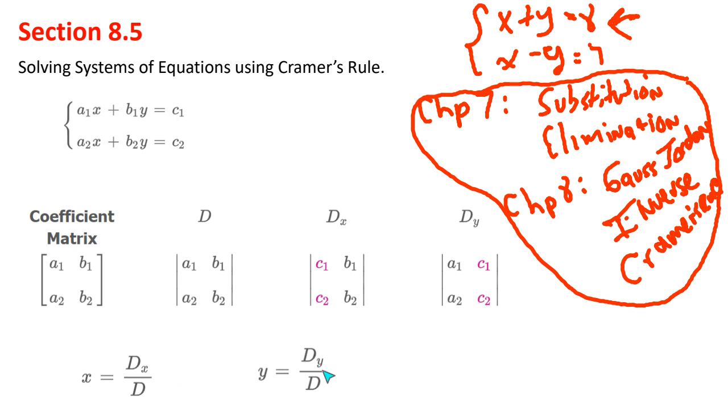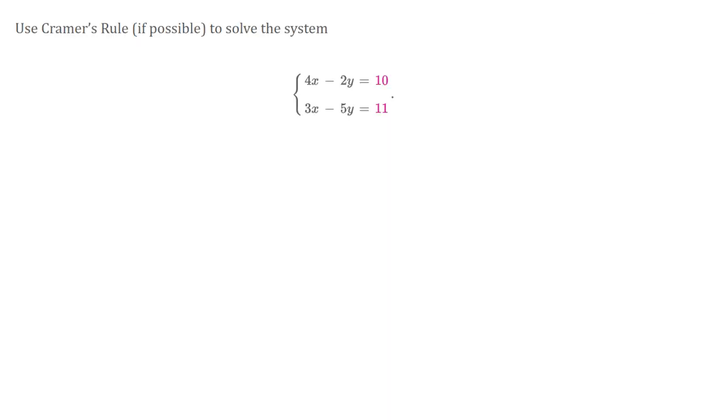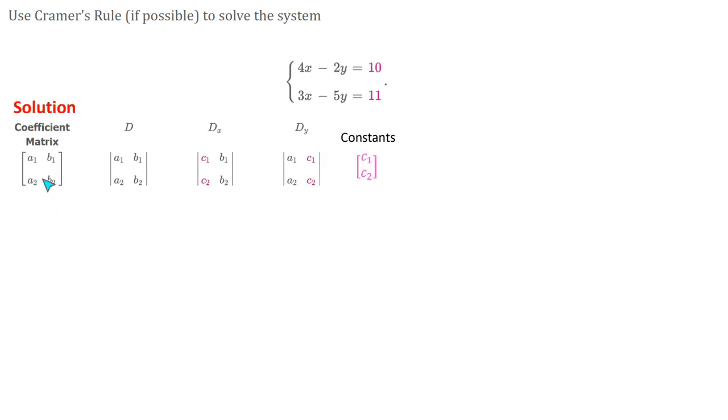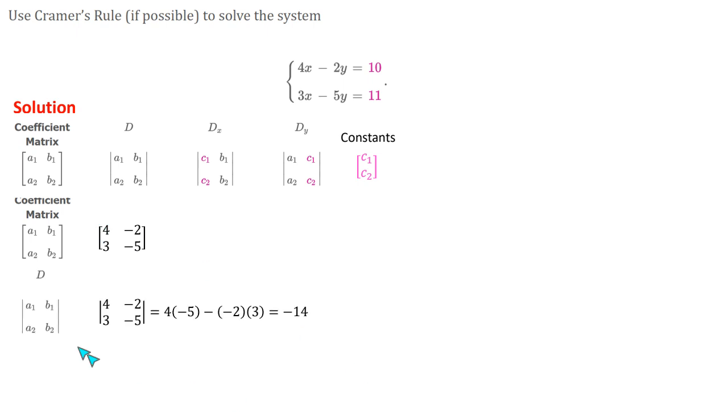So let me walk you through an example. Let's say we have this system. The first thing you want to do is figure out what these different matrices are. The coefficient matrix would be 4, -2, 3, and -5. I listed it here. Then I need to know what D is. D is just the determinant of my coefficient matrix. So 4 times -5 is -20. -2 times 3 is -6. Minus a negative is positive, so we get -14.